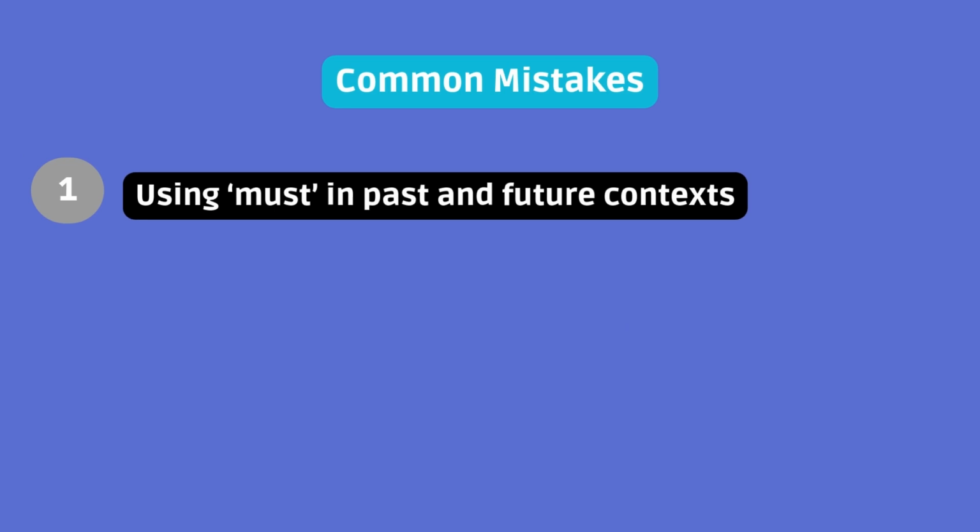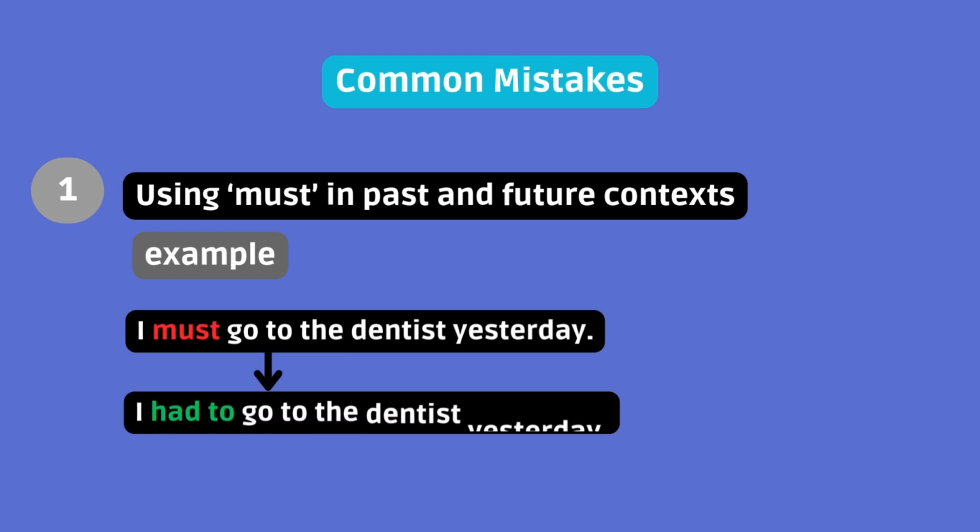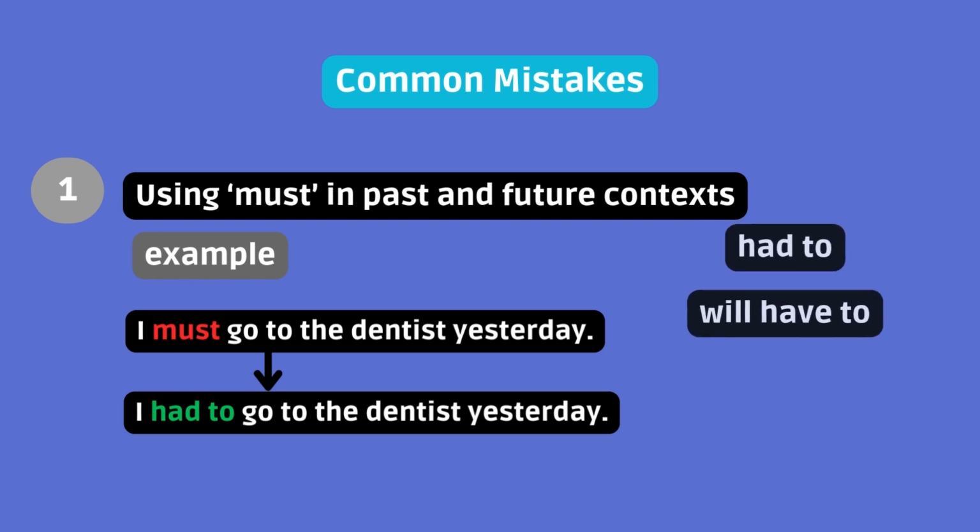Common mistakes. Using must in past and future contexts. Example, I must go to the dentist yesterday. Should be, I had to go to the dentist yesterday. Remember, for past or future, must doesn't work. Use had to or will have to.